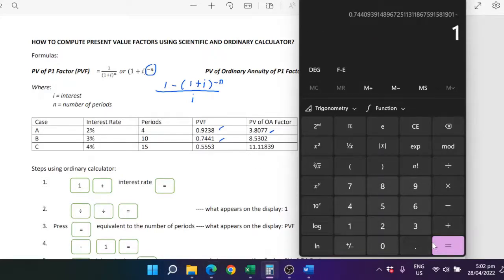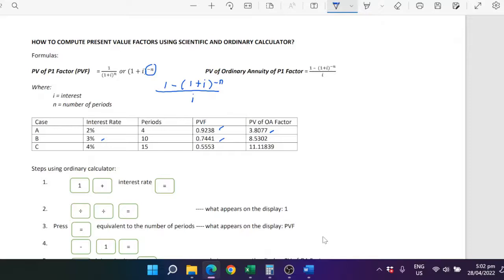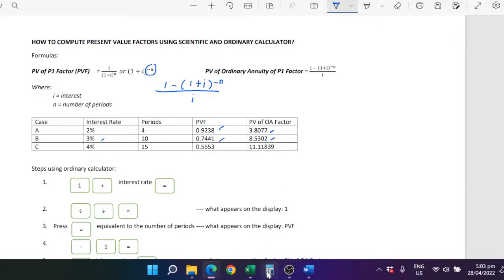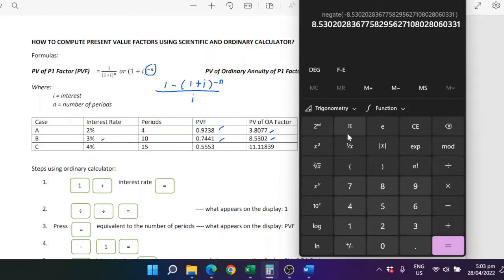Minus 1, equals, divided by 0.03 because that is our interest here. Then equals, you will get negative 8.5302. Again, ignore the negative sign, use the absolute amount, so that's 8.5302.